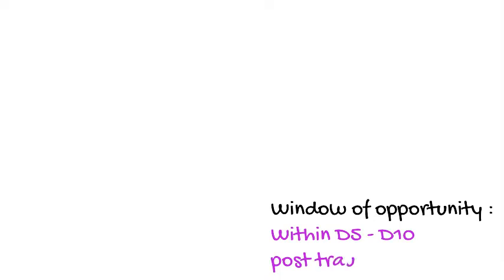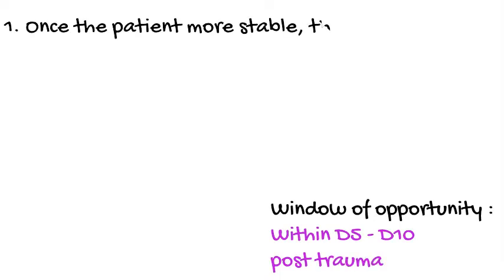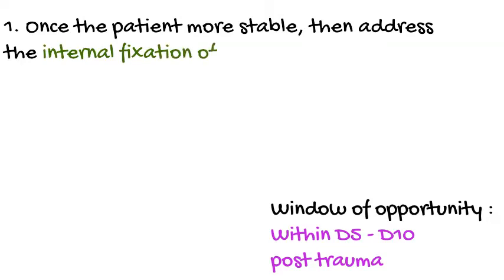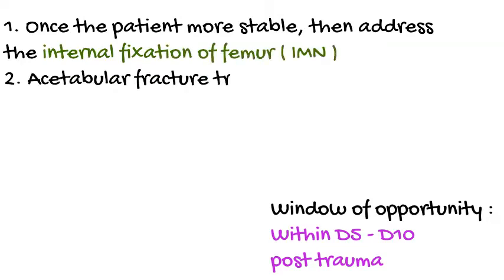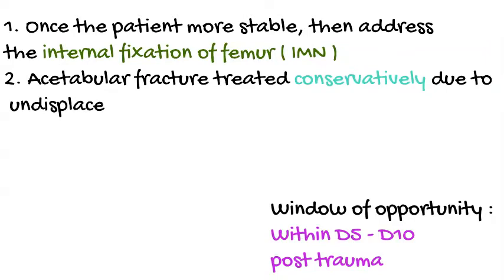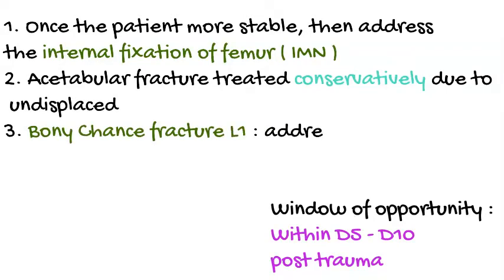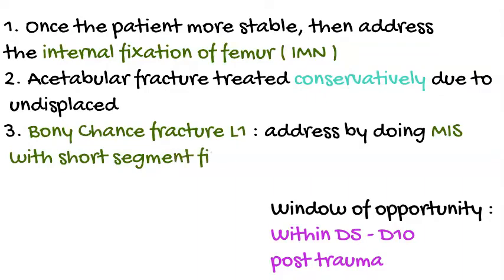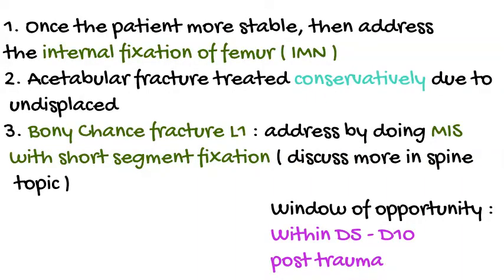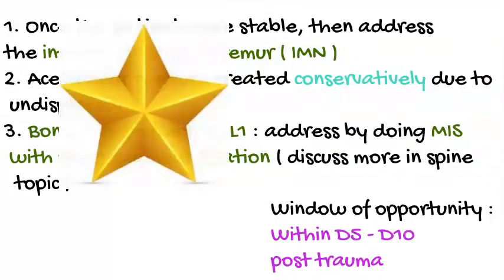The window of opportunity is within day 5 to day 10 post-trauma. In this period of time, once the patient is more stable, address the internal fixation of the femur by doing intramedullary nailing. The acetabular wall fracture is treated conservatively as it is undisplaced in nature. For the bony chance fracture of L1, we can address it by doing MIS, minimally invasive surgery, with short segment fixation. This procedure can be discussed more in the spine topic video.